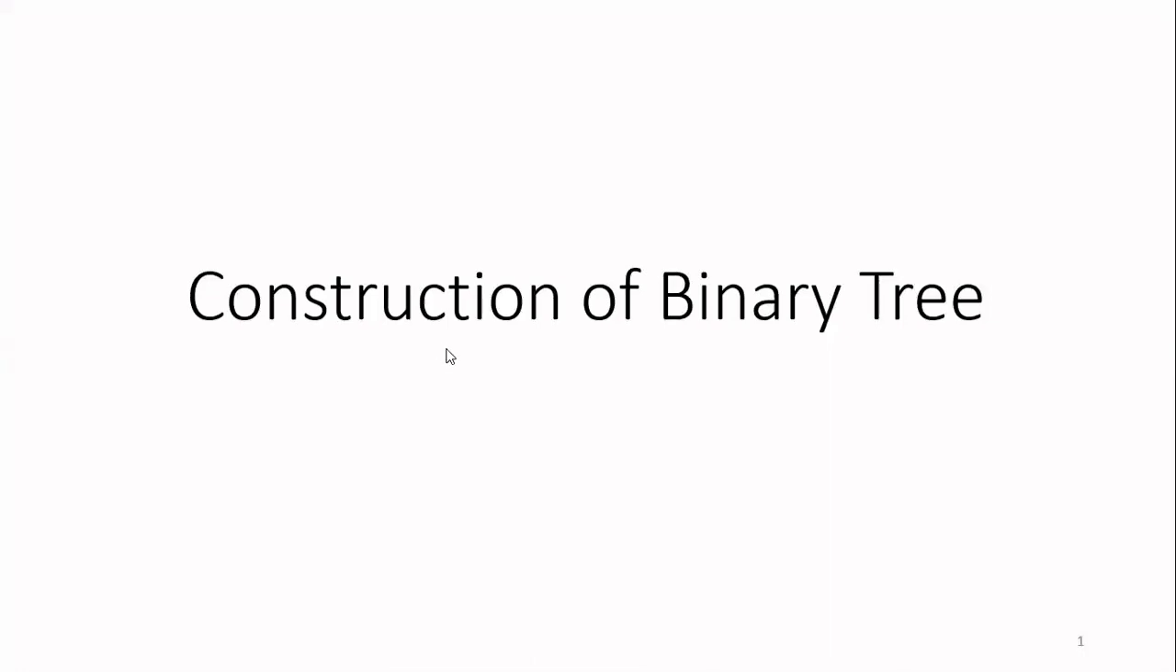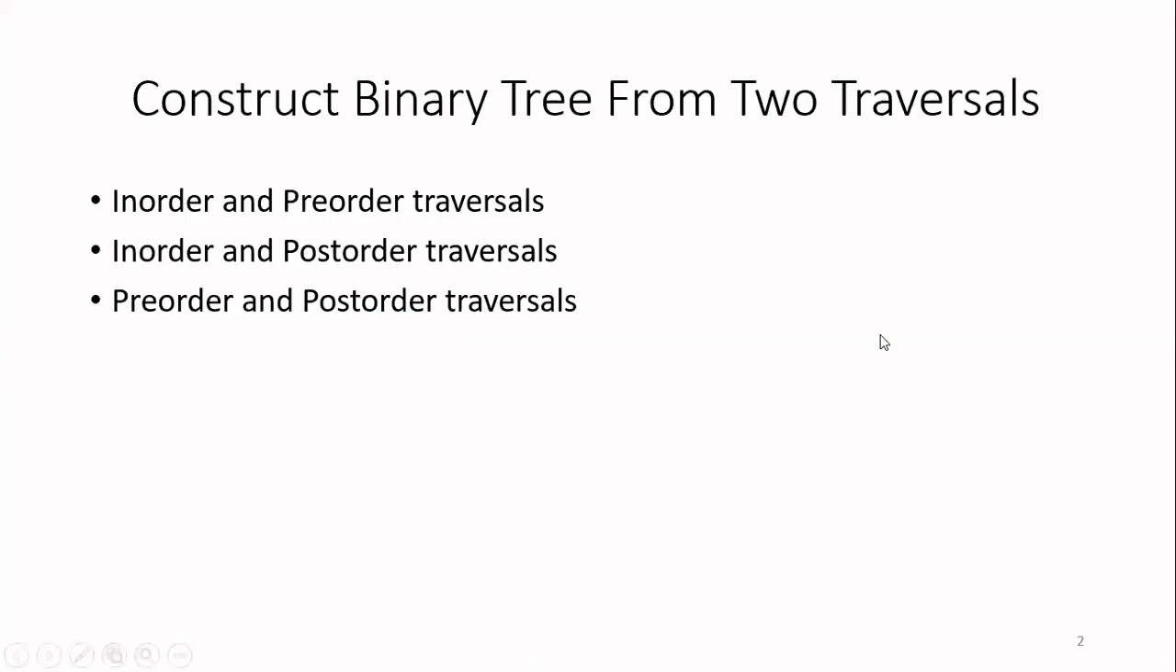Right. In today's class, we are going to see about construction of a binary tree. In the last class, we have seen, if a binary tree is given, how to find the tree traversal. We have seen three different types of tree traversals: in-order, pre-order, then post-order. Now we are going to see the vice versa. That is, if your traversal is given to you, is it possible to construct the binary tree or not?